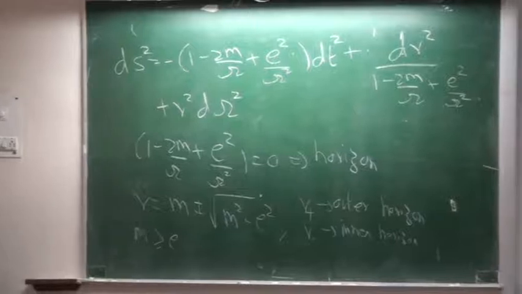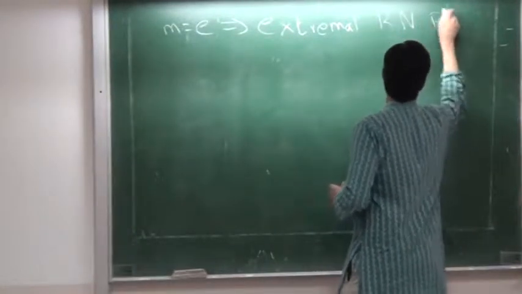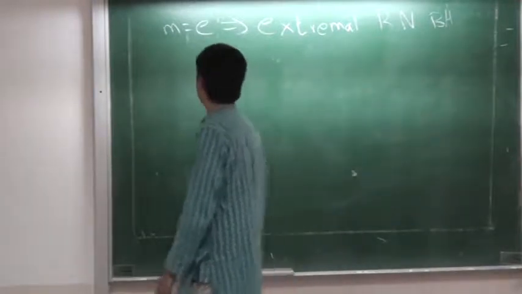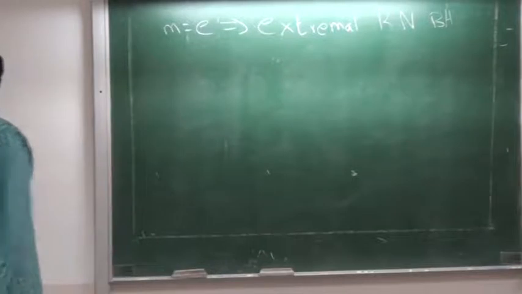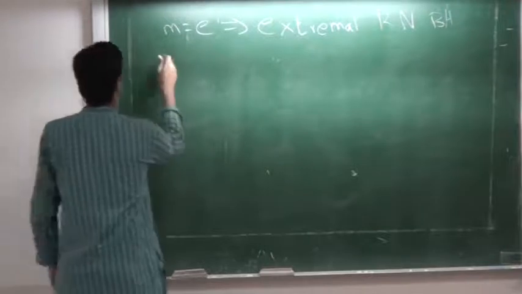The case with m equal to e, extremal RN. It's believed that you can't get black hole solutions which have m smaller than e. If you had such a solution, it would have a naked singularity because it would not have a horizon. There are no real roots then. It would still have the singularity at r equal to 0, but no horizon to protect that singularity from the rest of space. So it's believed that you can't form black holes with mass m smaller than e.